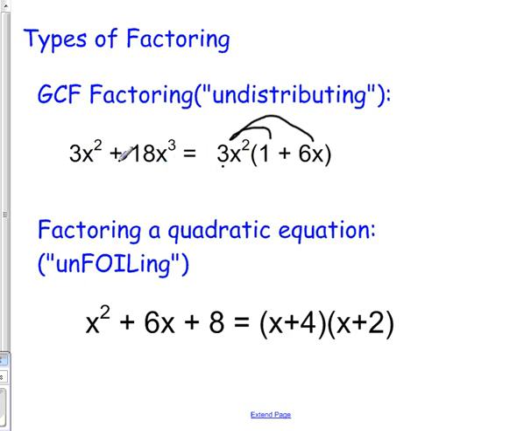And then what you have to do is divide 3x squared by the 3 and the x squared. You get 1. And divide 18x to the third by 3x squared, and you get 6x.